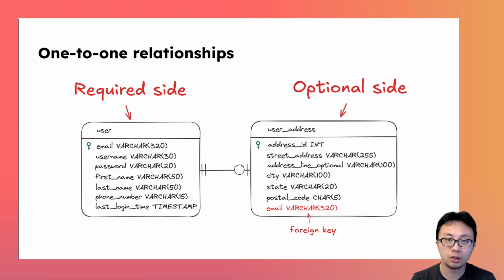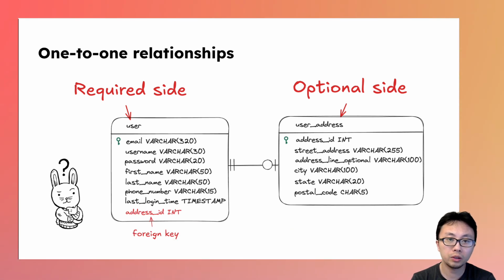The foreign key is always placed in the optional site. This choice supports the data entry order and makes sure that you won't end up with a null value for the foreign key. If you ever try to place the foreign key in the required site, its value will need to be null from time to time, because a user is not necessarily associated with any addresses, especially those users who just register new accounts.